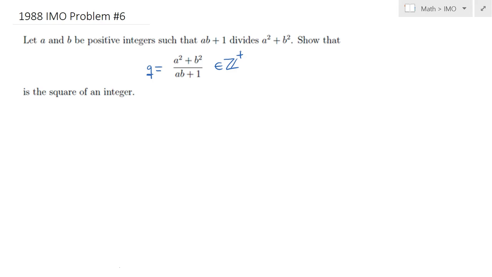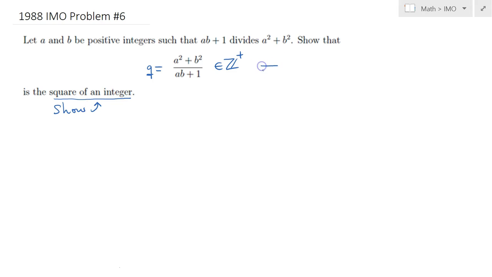And whenever this fraction happens to be a positive integer, it must further also be the square of an integer actually. So q is a perfect square, and we need to show this.